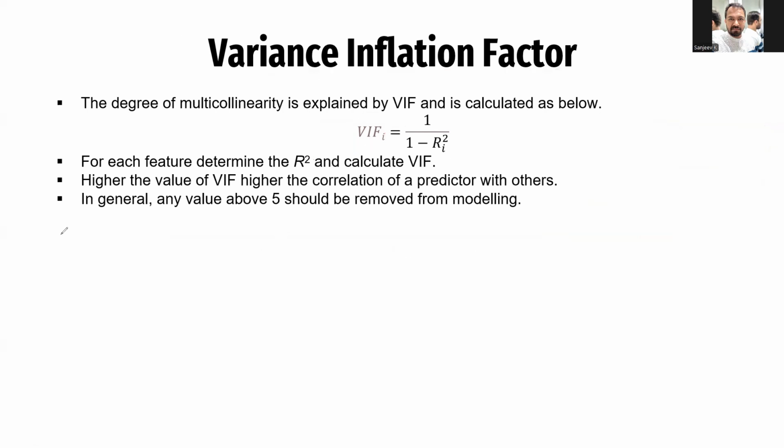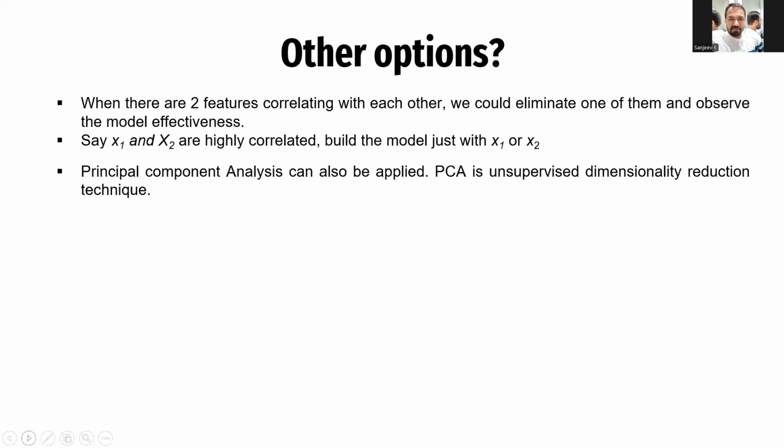And what is the other way? We also have other possibilities. Just in case the VIF doesn't work, we can try out this: let us say that we have two features x1 and x2. Randomly delete one of them and make a model with just x1. Let us say we have features like x1, x2, and x3. Now x1 and x2 are getting correlated. I'll try to make a model with x1 and x3.